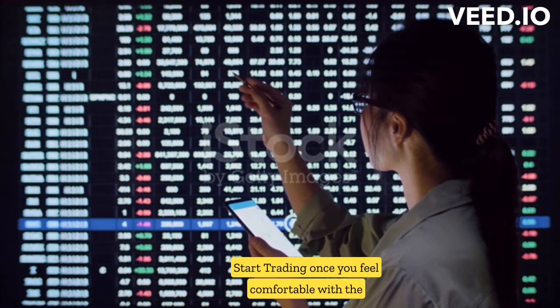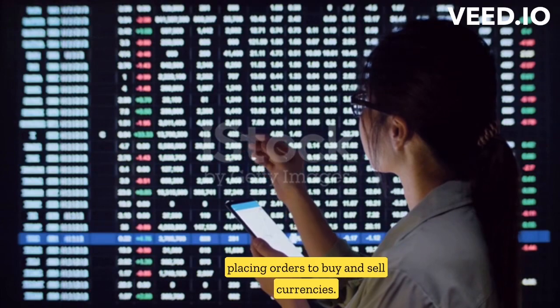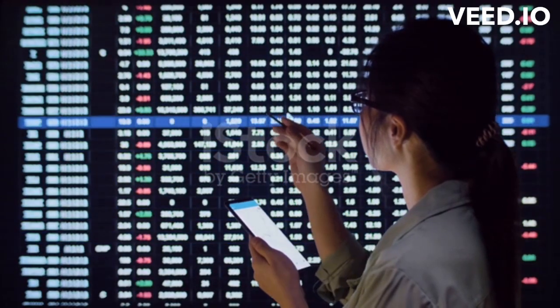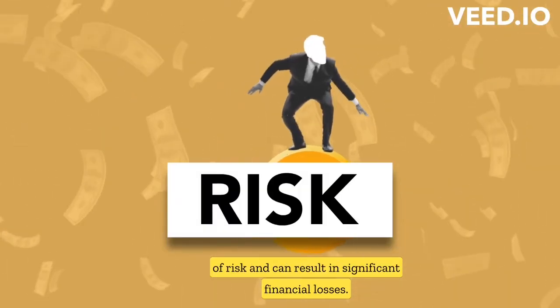Start trading. Once you feel comfortable with the market and your trading strategies, you can start placing orders to buy and sell currencies. Keep in mind that Forex trading carries a high level of risk and can result in significant financial losses.